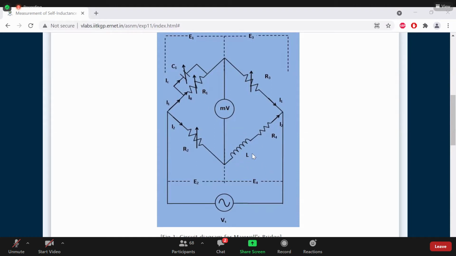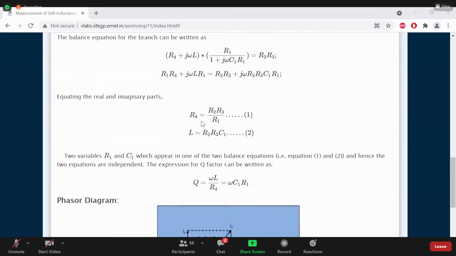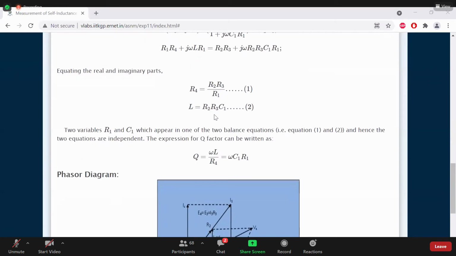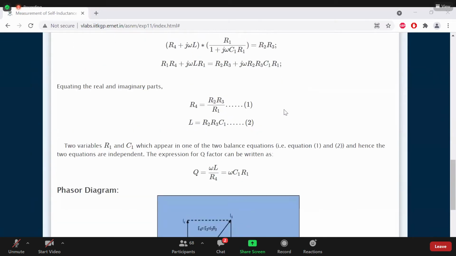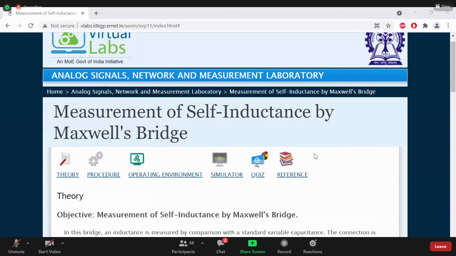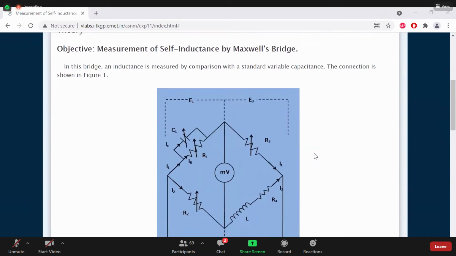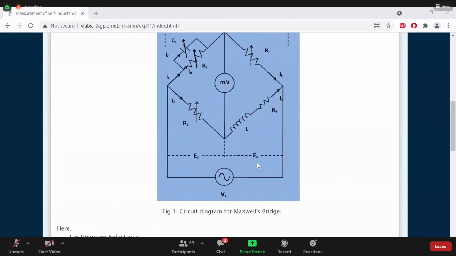So this is our unknown inductor L. And we are using resistors in these 2 arms. And here we are using a variable capacitor and variable resistor. R4 is a fixed resistor and R2, R3, R1 are variable resistors. And the equation for the measurement of unknown inductance is this one: L is equal to R2, R3, C1. You go through the theory for 5 minutes, then we will discuss the circuit.